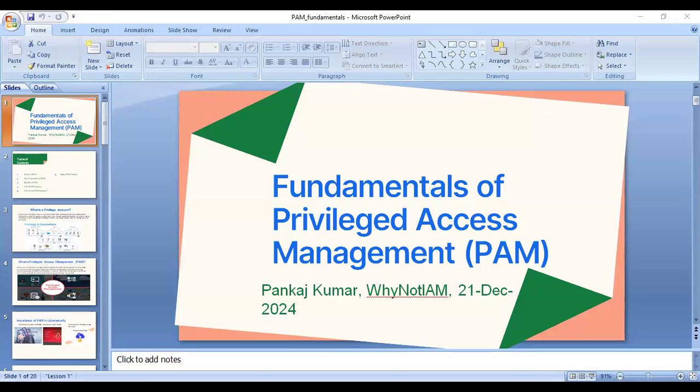so let's start with the session. Today's session's topic is fundamentals of privileged access management. Okay, so we'll be discussing these points: what is PAM, key components of PAM, benefits of PAM, core PAM functions, and how an organization can start its PAM journey. And we will discuss major PAM vendors in the market, and also we will have a few minutes for questions and answers.